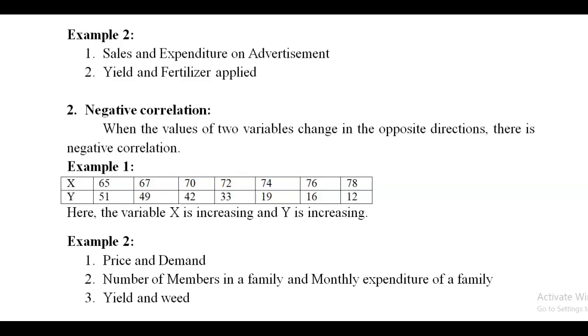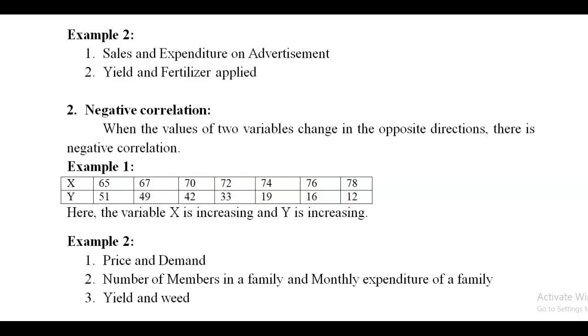The first example is about negative correlation. Here we are considering two variables X and Y, and the values of the variables are given. X ranges from 65 to 78, so it is increasing, and Y takes the values from 51 to 12, so it is decreasing. While X is increasing, the other variable is decreasing. Therefore, it is an example of negative correlation.